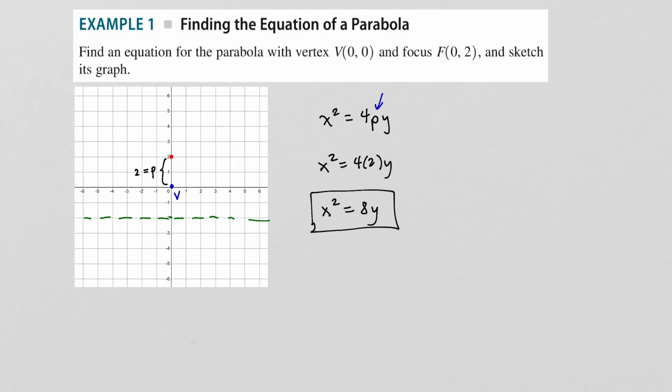Now, if we want to sketch its graph, we need to have at least one other point, right? So we know the graph goes something like this, but if we want an accurate graph, we should choose another value for x or y. So for example, if I choose y equals 2, that's going to give us x squared equals 8 times 2, which is 16, which means x is equal to plus or minus 4. So two other points on the graph would be the point (4, 2) and the point (-4, 2). And the sketch of the graph goes something like that.